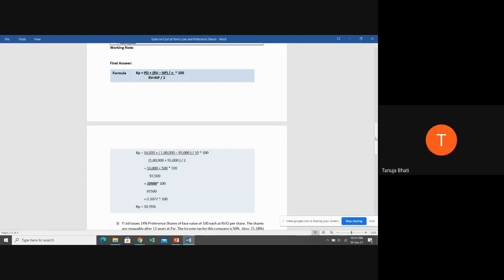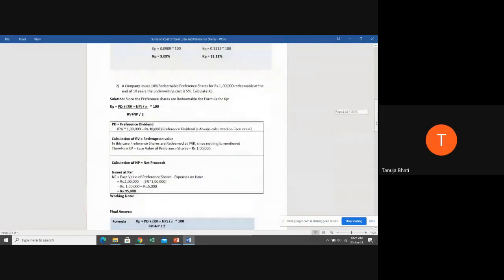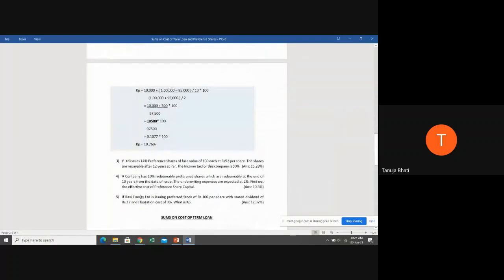Is this clear? Yes, ma'am. Is problem number 2 clear to everyone? Okay. Now problem numbers 3, 4 and 5 will be your practice problems. And when we reach the end of this module, whatever sums I have given for practice in respect of debentures, preference shares, or anything else, in the last class we will be solving all the problems. Okay, so just take a screenshot of this, students. I'll just read it out. Till then you can take a screenshot.